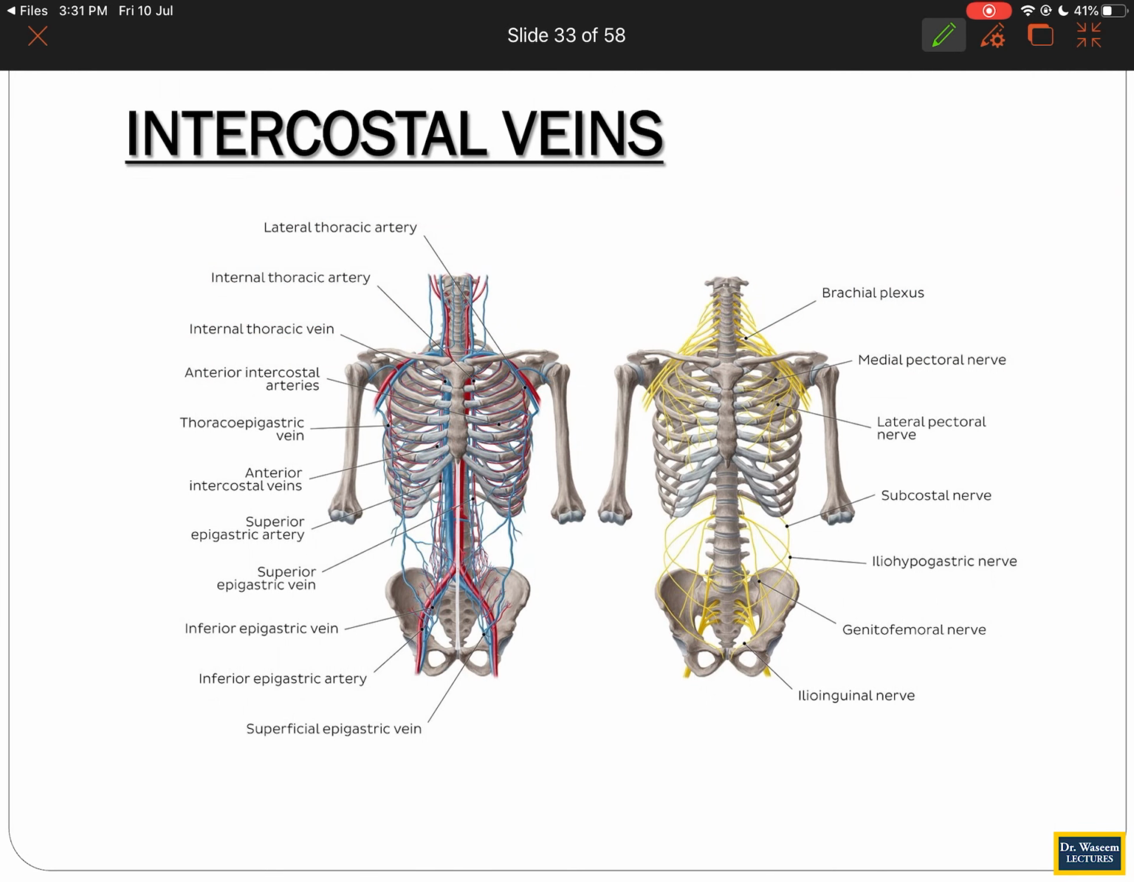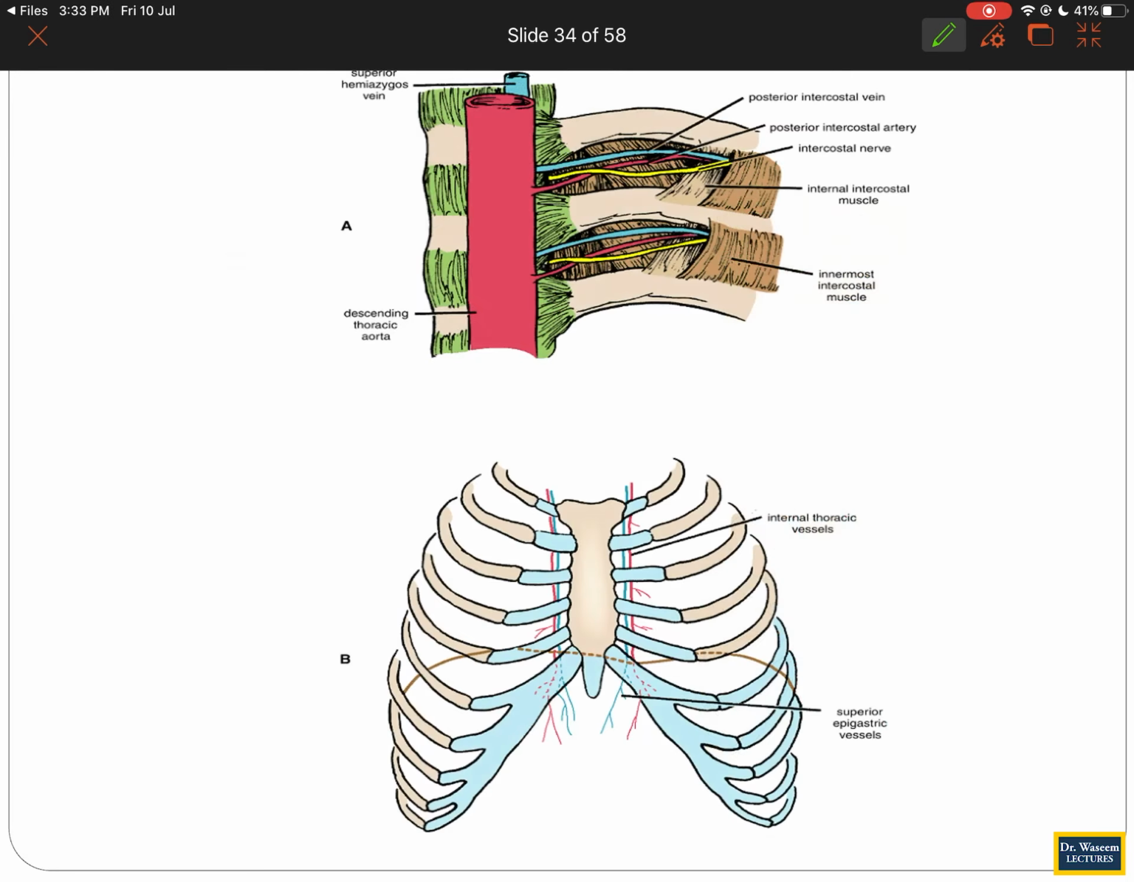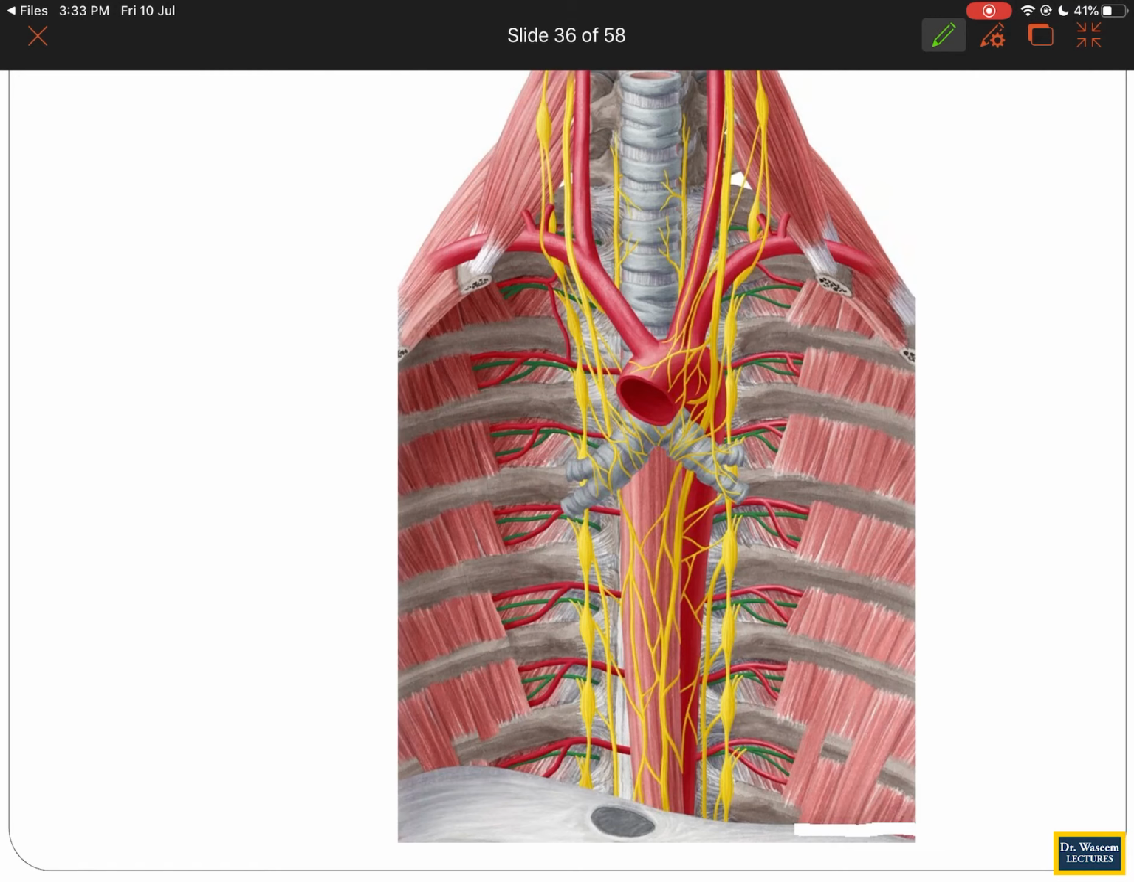Now almost the same is the case in the intercostal veins also. Intercostal veins run here. Anteriorly you have two, posteriorly you have one. The same arrangement. They run forward in the groove. Which groove? The costal groove. And the arrangement, it's a vein, so this is lying highest. You see in sequence first is the vein, then the artery, then the nerve. VAN is the arrangement in the costal groove. Again you see the artery is there, the nerve is there, and here should be the vein.